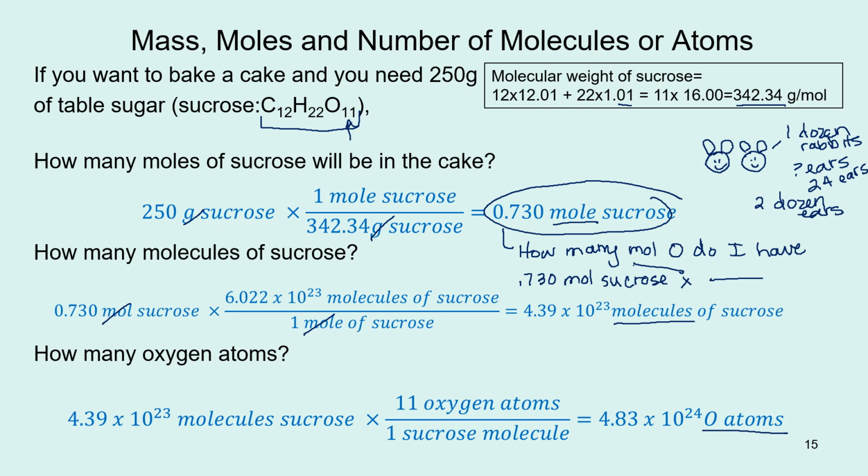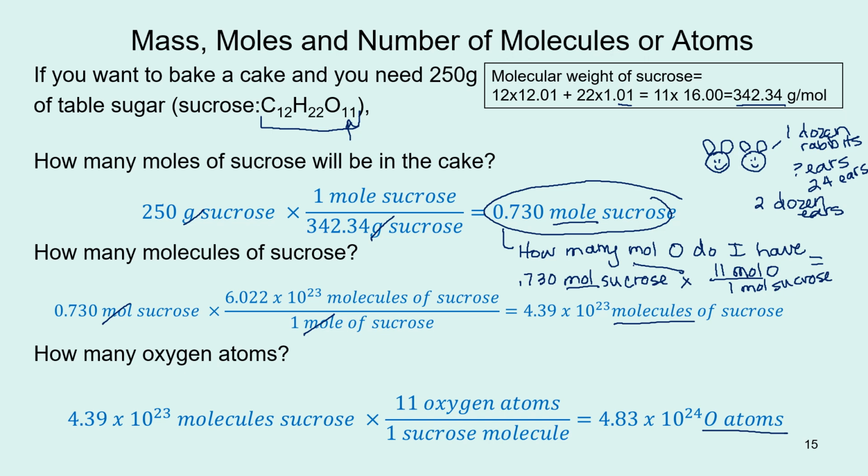So if I have a dozen rabbits, I have 2 dozen ears. I have 4 dozen paws. I have 2 dozen eyes, and so on. I could do the same thing here. For every sucrose molecule, I have 11 oxygen atoms. If I had a dozen sucrose molecules, I would have 11 dozen oxygen atoms. And if I have a mole of sucrose, I have 11 moles of oxygen atoms for every mole of sucrose. So that's another way this question might be asked.